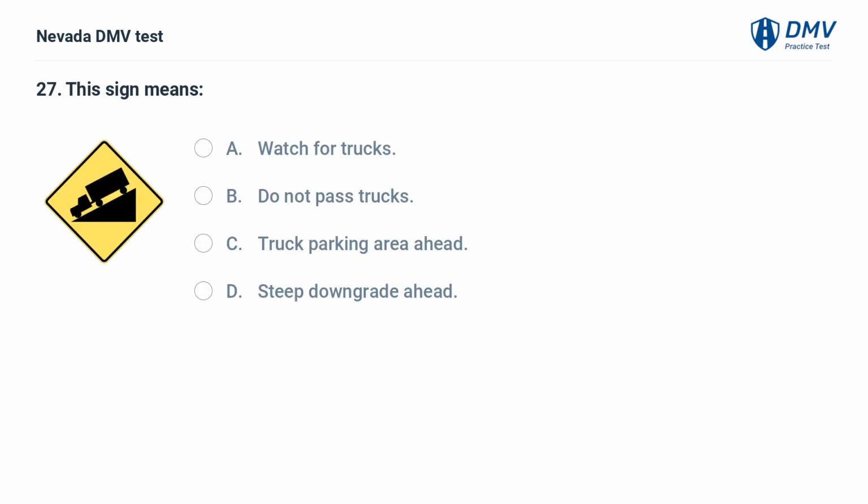This sign means A. Watch for trucks. B. Do not pass trucks. C. Truck parking area ahead. D. Steep downgrade ahead. D. Steep downgrade ahead. This sign warns of the presence of a hill ahead.